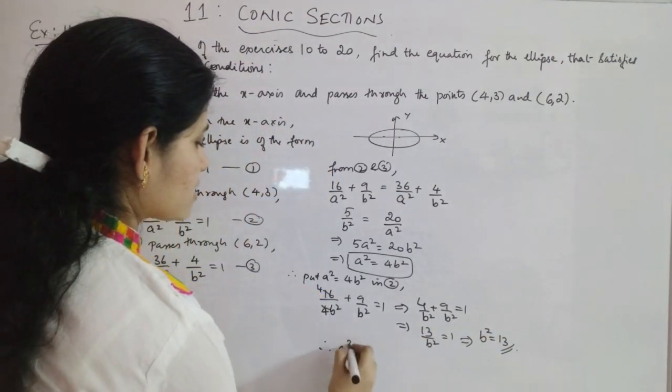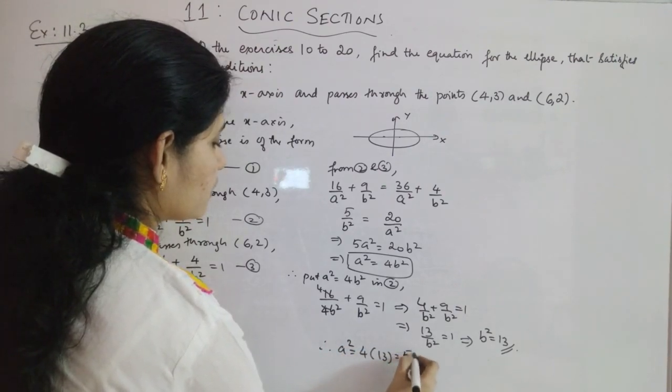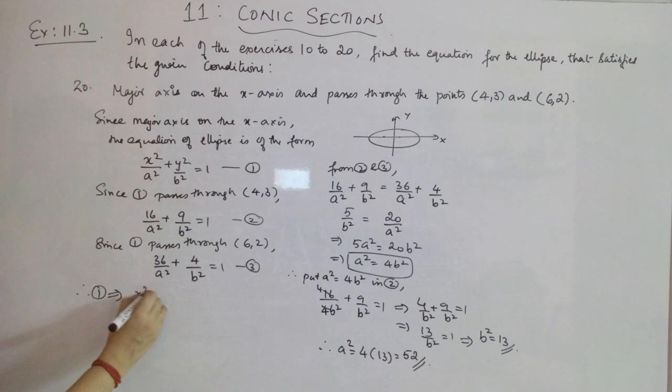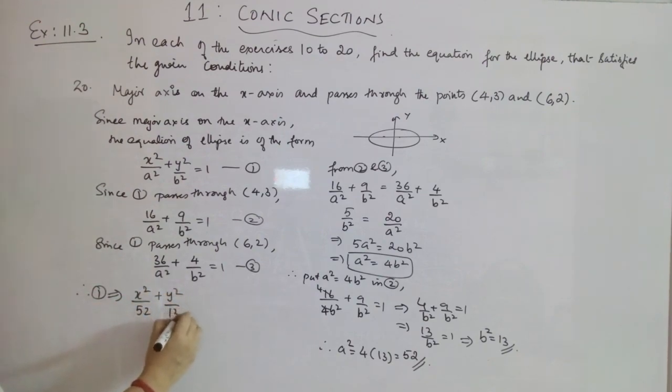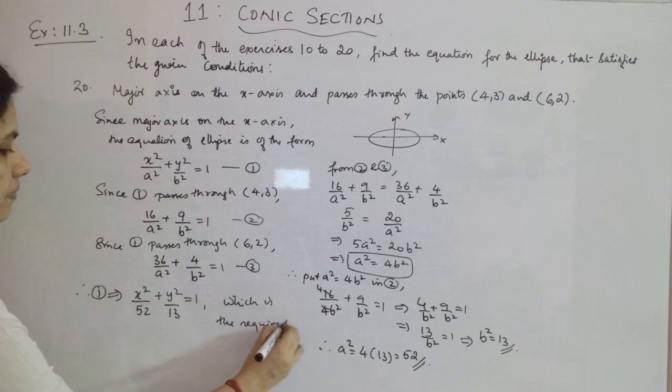Therefore what will be a square? It is 4b square, so it is 4 into 13, which is 52. Right? Therefore equation 1 will become x square by 52 plus y square by 13 equal to 1, which is our required equation. Okay.